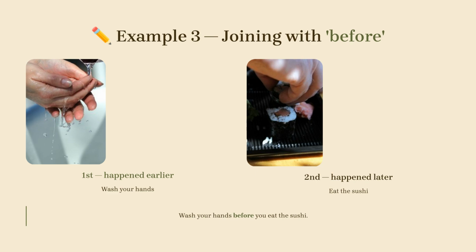Let's see another example of joining with before. The first thing that happens earlier is wash your hands, and the second thing is eat the sushi. Joining these two actions gives us the instruction, wash your hands before you eat the sushi.